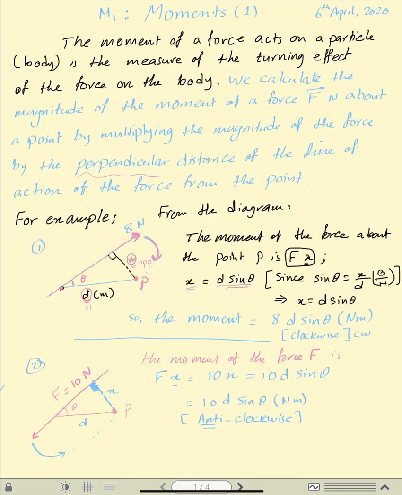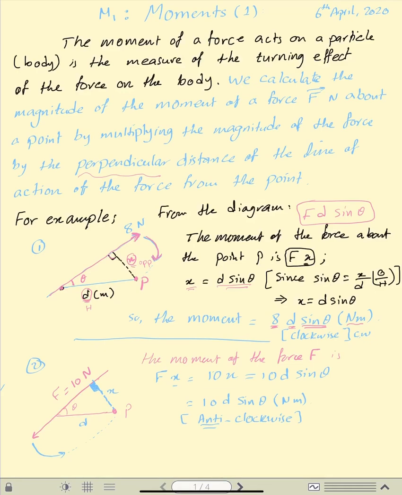So the main formula of the moment, dear students, is F d sine theta, here 8 d sine theta. Since the unit of the force is the newton and the unit of the distance is the meter, the unit of the moment is the newton meter.